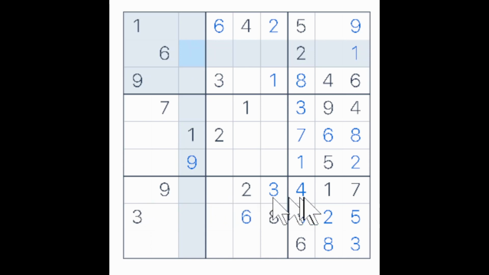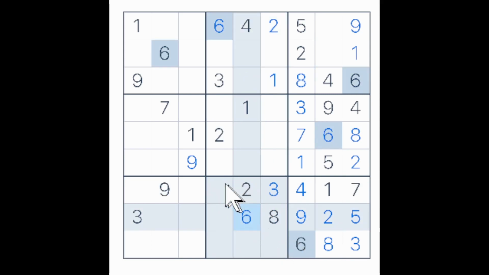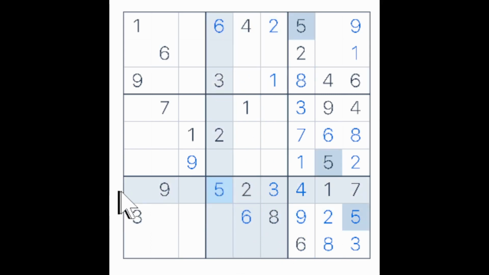We can find a 5 for this row 7 because we have 3 empty cells, and they have to be a 5, 6, and an 8. And we have a 6 and an 8 already in this box. That makes this a 5. And these two now have to be a 6 and an 8.